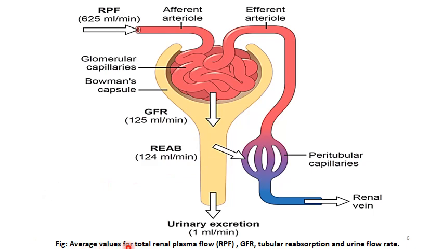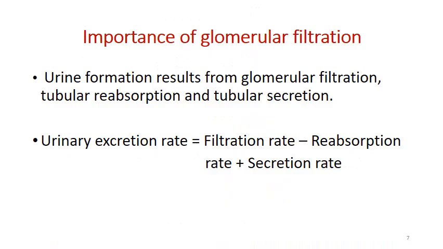Figure shows average values for total renal plasma flow, that is 625 ml per minute. Glomerular filtration rate is about 125 ml per minute and reabsorption is 124 ml per minute. So, urinary excretion is 1 ml per minute. So, finally, urine formation results from glomerular filtration, tubular reabsorption and tubular secretion, and urinary excretion rate is determined by filtration rate minus reabsorption rate plus secretion rate.